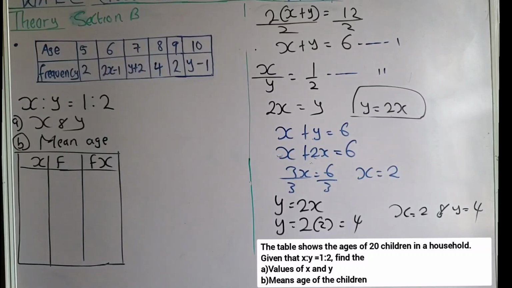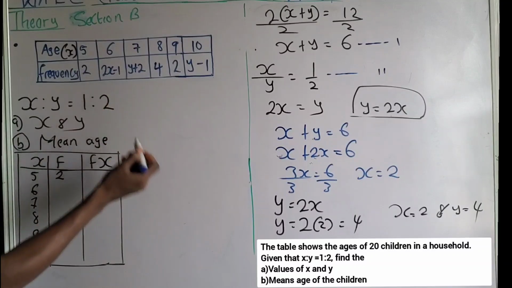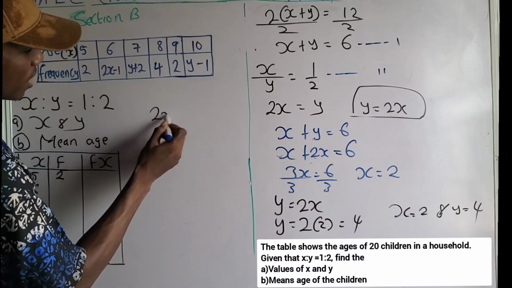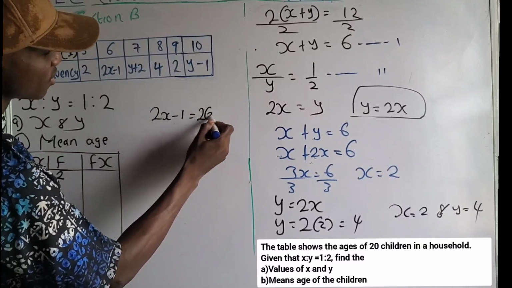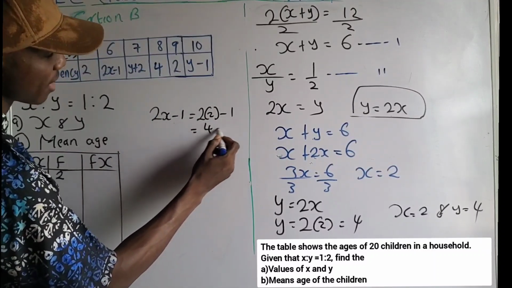Okay, so it is this table that I'm going to use to calculate the mean. Now, the x are the ages. The ages of the students are the x. So the first one is 5, the second 6, the third 7, we have 8, 9, and 10. Now, the frequency for 5 is what? 2. That means that 2 children are 5 years old. Now, the frequency for 6 is what? 2x minus 1, and we've already gotten the value of x as 2. So, 2x minus 1 equals 2 multiplied by 2 minus 1. That is 4 minus 1, which is 3.